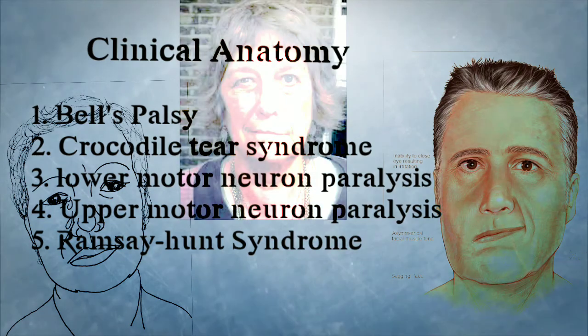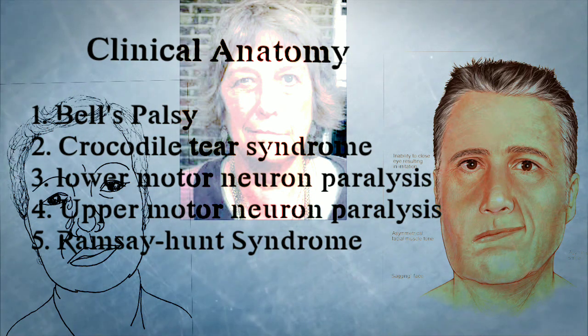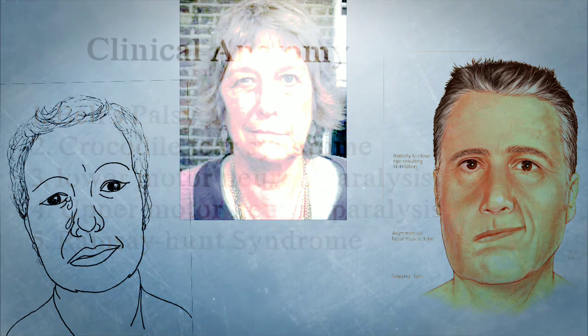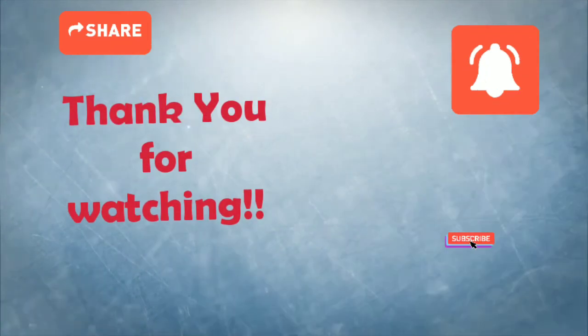Now next we'll be looking at the clinical anatomy of the facial nerve. The first one is Bell's palsy, the second is crocodile tear syndrome, the third is lower motor neuron paralysis, the fourth is upper motor neuron paralysis, and fifth is Ramsay-Hunt syndrome. Now here we come to the end of the topic.